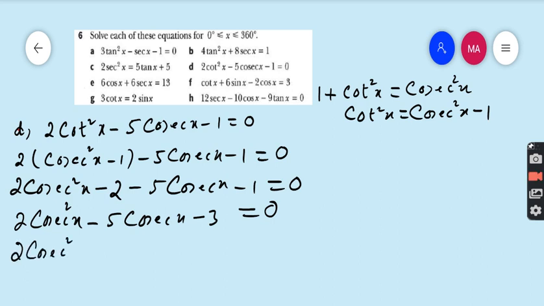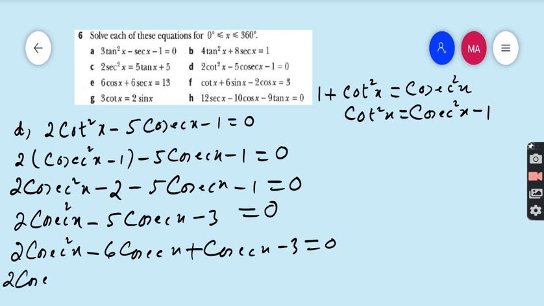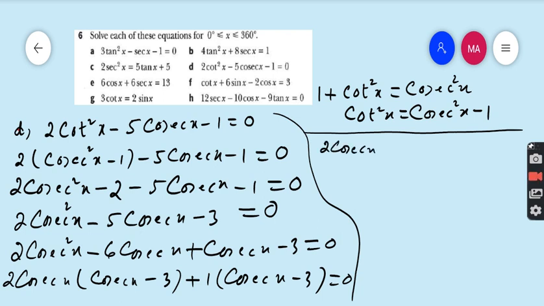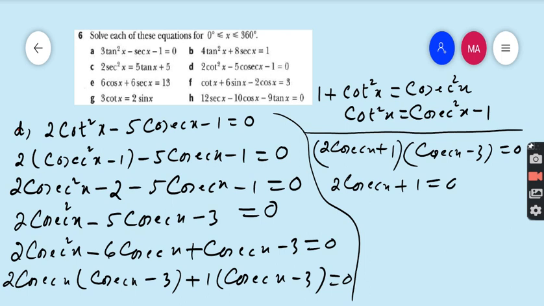So 2 cosec square x minus 6 cosec x plus 1 cosec x minus 3 equals 0. In the first two, taking 2 cosec x common, that is 2 cosec x (cosec x minus 3), taking plus 1 (cosec x minus 3) equals 0. So (2 cosec x plus 1) and (cosec x minus 3) equals 0. 2 cosec x plus 1 equals 0 and cosec x minus 3 equals 0.